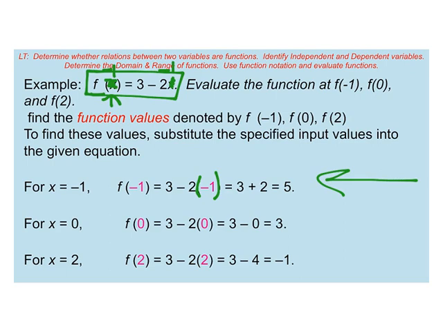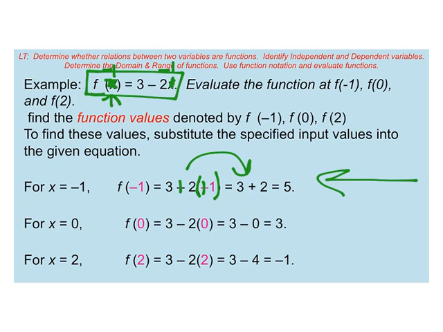make for you guys. So when I evaluate the function at negative 1, I'm really saying 3 minus 2 times negative 1. And when I simplify that, negative 2 times negative 1, double negatives, or negative times a negative is a positive value. So really what I'm working with is 3 plus 2, which equals 5.